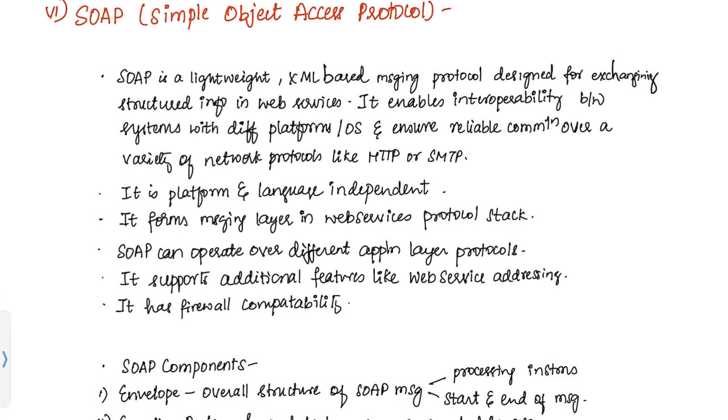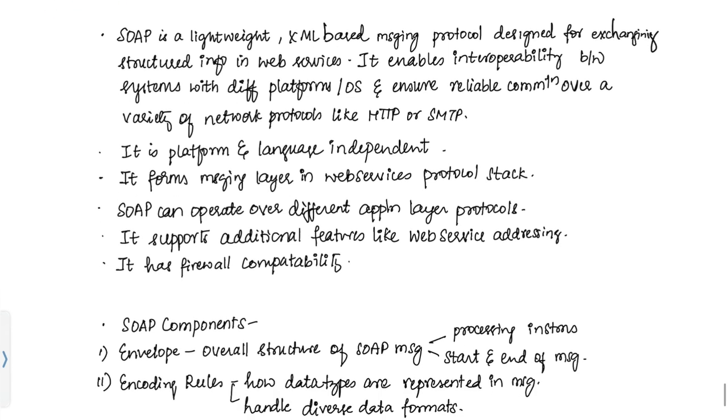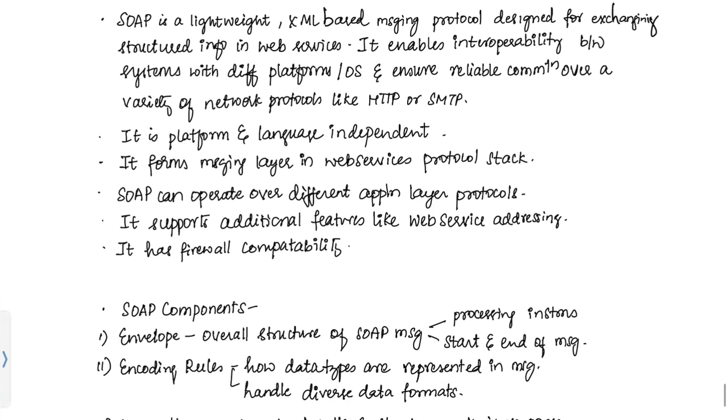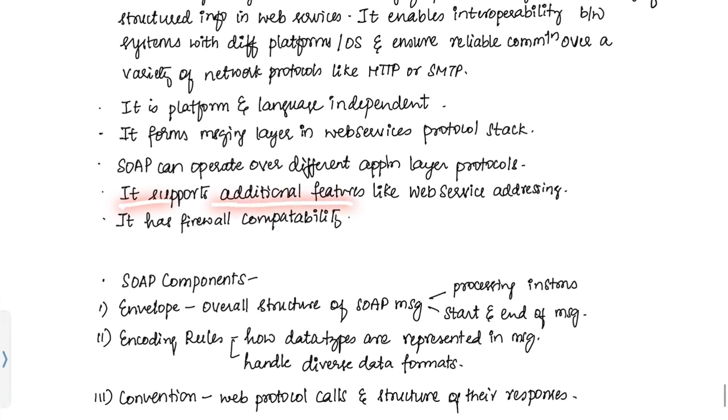So by making use of XML, this is achieved. Then it forms the messaging layer in the web services protocol stack. So it works upon web services messaging, and that particular standard it obeys. Then SOAP can operate over different application layer protocols, that is, it speaks about transport protocol neutrality. Again, it supports additional features like web service addressing. It has firewall compatibility, speaking from the security perspective.